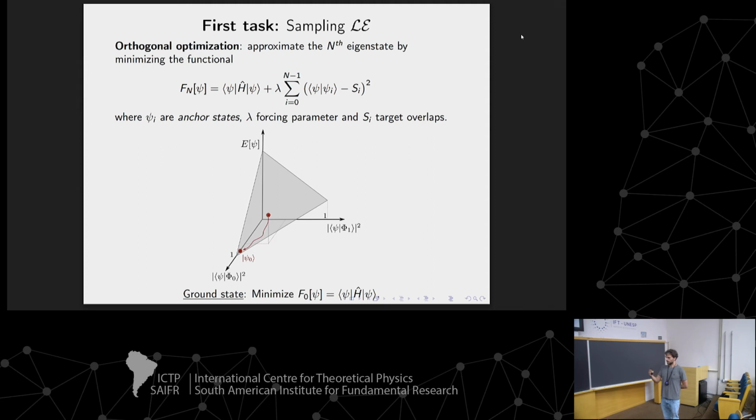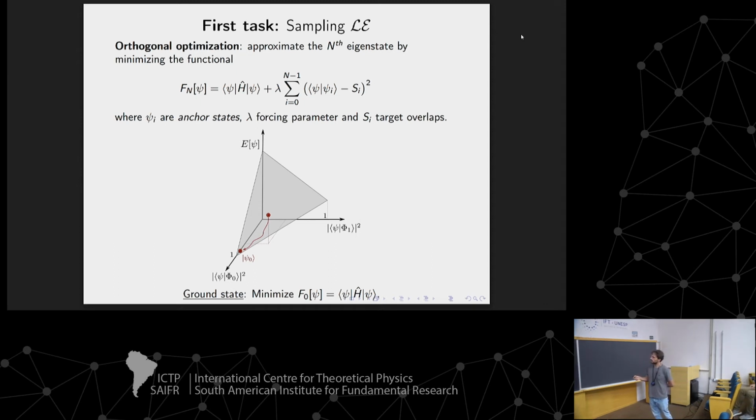Right, first task, this orthogonal optimization technique. We again want to sample this low energy space. I'm here representing, again, this low energy space. Now, this direction is essentially the overlap between a trial wave function and the true ground state of our system. Along this direction, I'm representing the overlap between that wave function and the first excited state, and here along this direction we have the energy, right? So you can imagine that the low energy manifold of our system is like a plane that goes from the total overlap with the ground state to total overlap with the first, with the second, and so on.